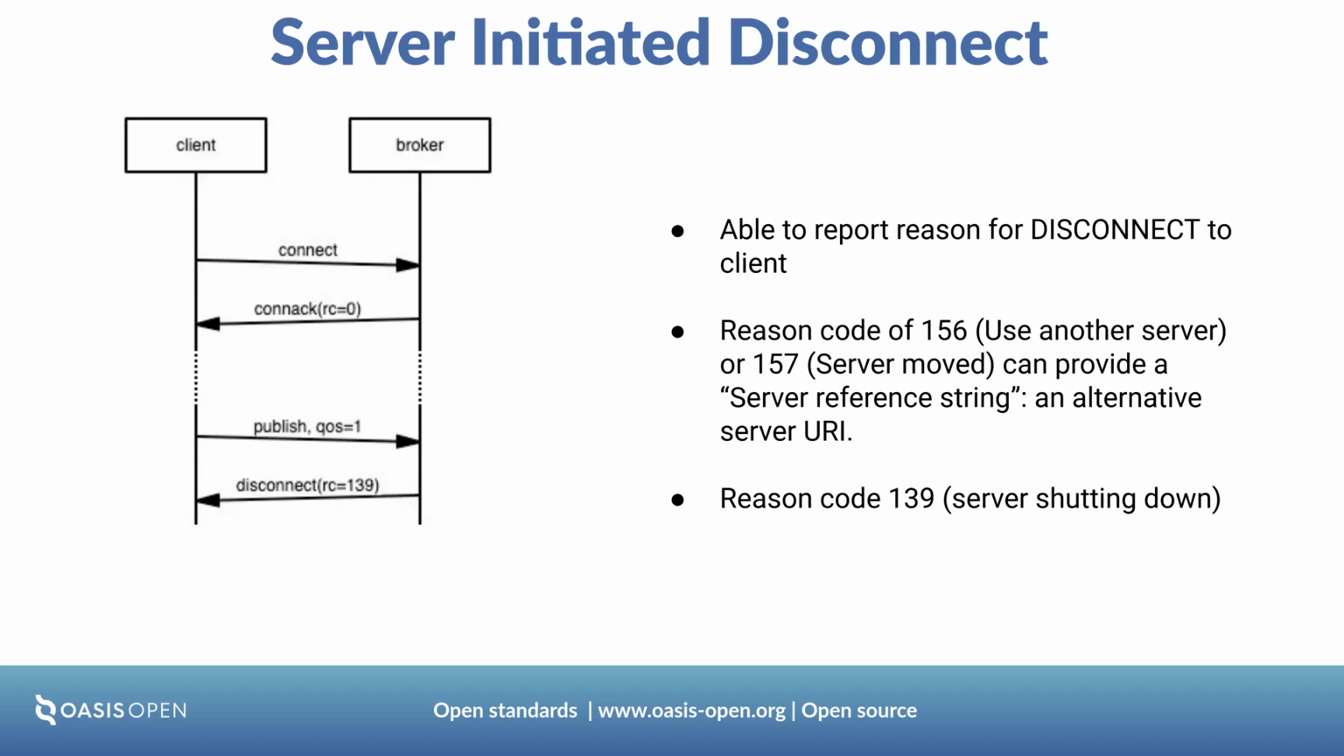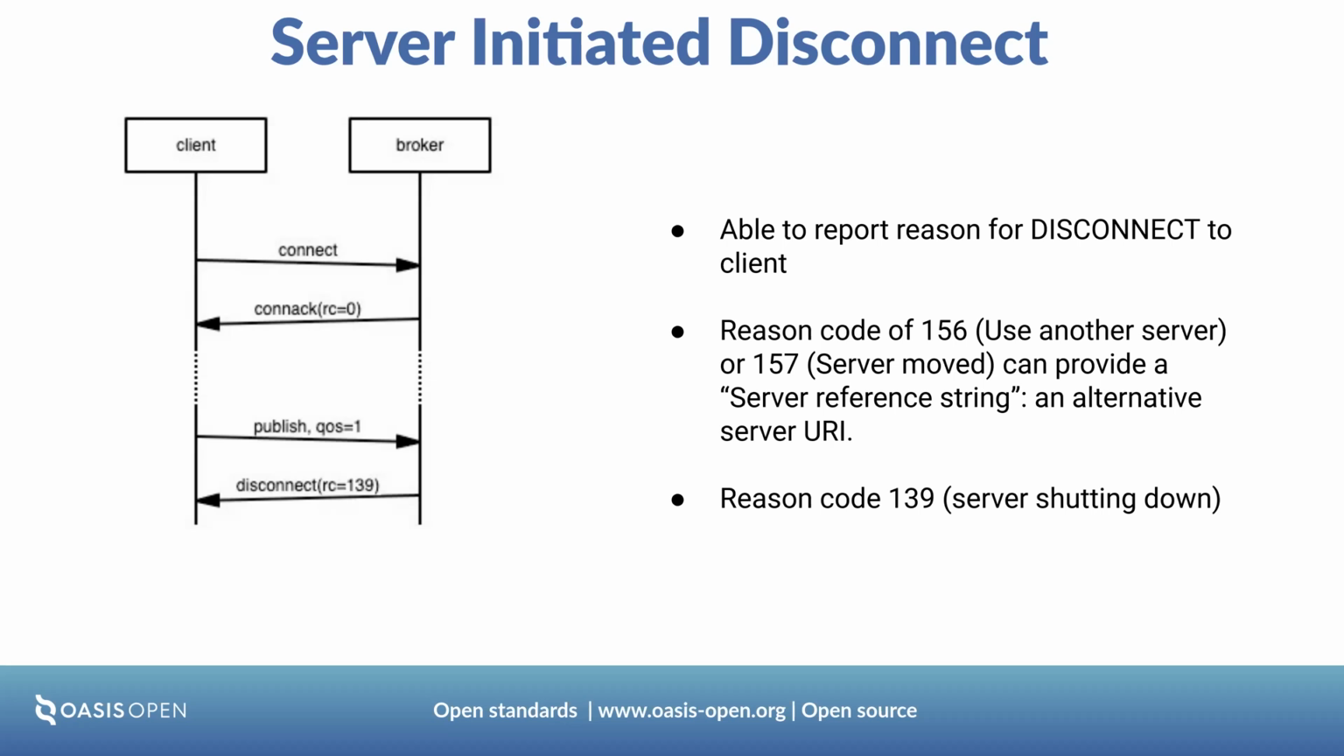One of the things that I think is really useful, even more useful, I guess, is the server-initiated disconnect packet. So in 5.0, the server, the broker, can send a disconnect to the client application, giving the reason for that disconnect to happen. One of the reasons might be to tell it to use another server. So if there's a cloud implementation of MQTT, which involves multiple endpoints, we can tell the client application that it should use another server, and there's another property called the server reference string, which can contain an alternative server URI for that client application to use.